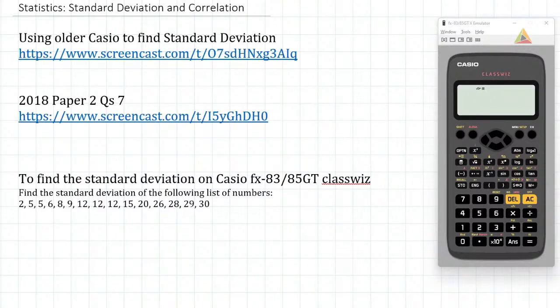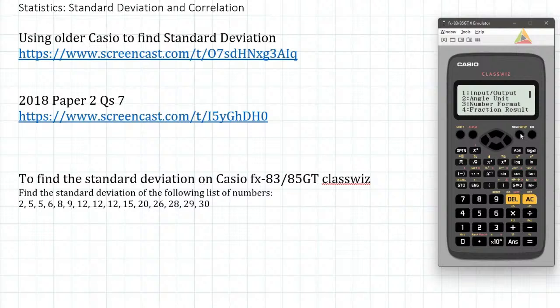Okay, so the first thing we're going to look at today is how to find the standard deviation on the Casio FX83 or 85 GT, and that's the one that has Class Whiz written on it. If I want to find the standard deviation, I'm first going to have to put my calculator into statistics mode. To do that, I'm going to press the Shift button and then the menu button. And why I'm doing this is that I'm going to turn on the frequency.